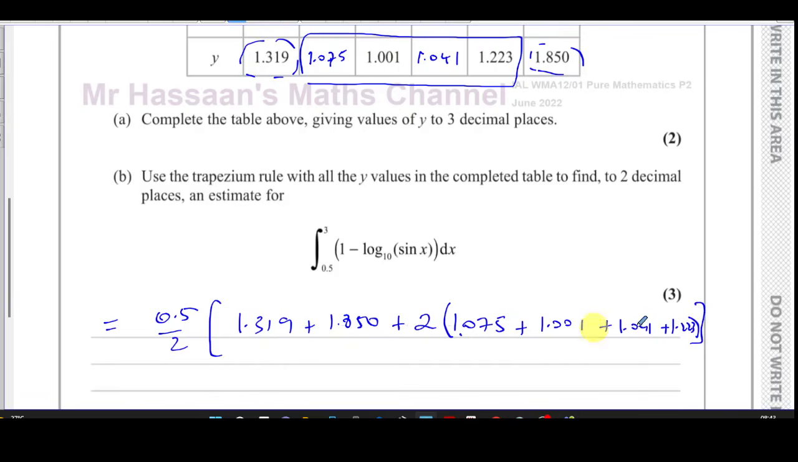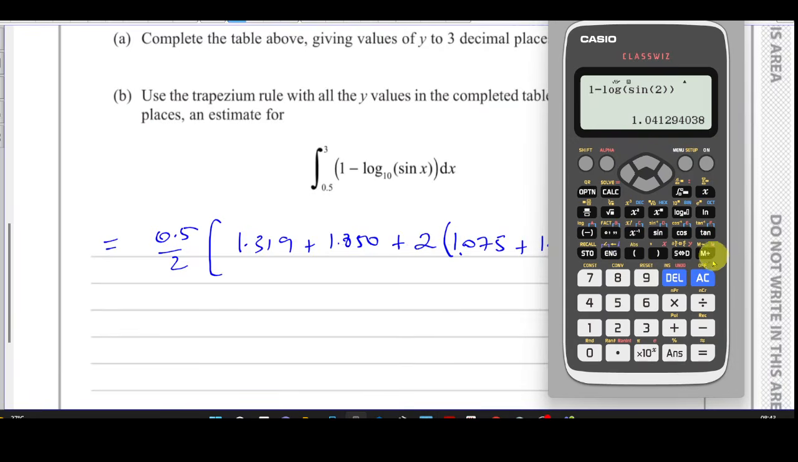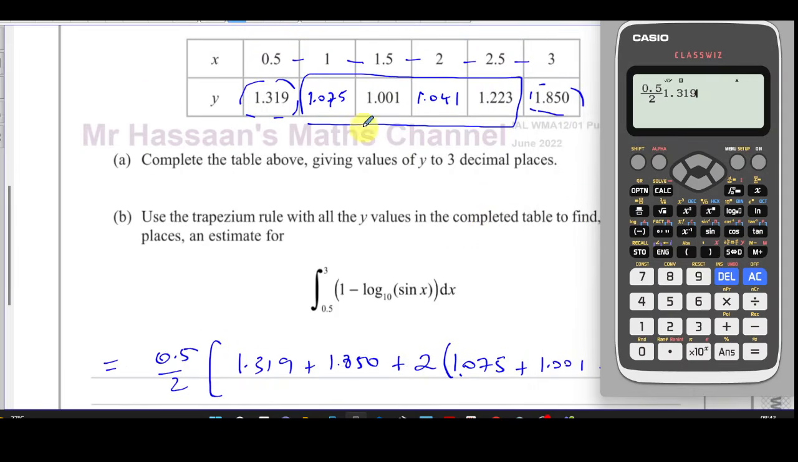As I said, these are used twice, that's why I'm multiplying those by 2. And that will give me an estimate of the answer that we need. So we have 0.5 divided by 2 times, and then I'm going to have 1.319. Let me just have the table there, in case I've copied down something wrong, I can check from the table. Plus 1.850. I forgot the bracket here.